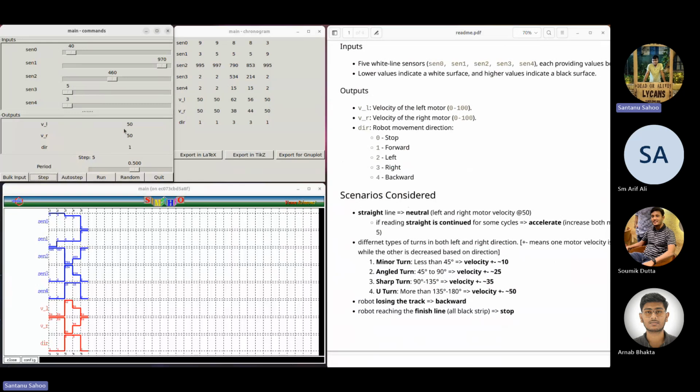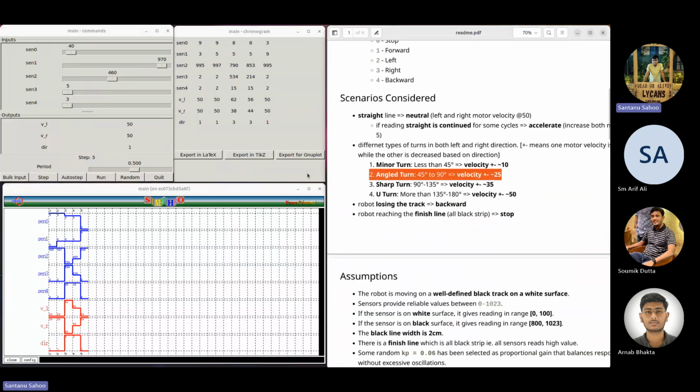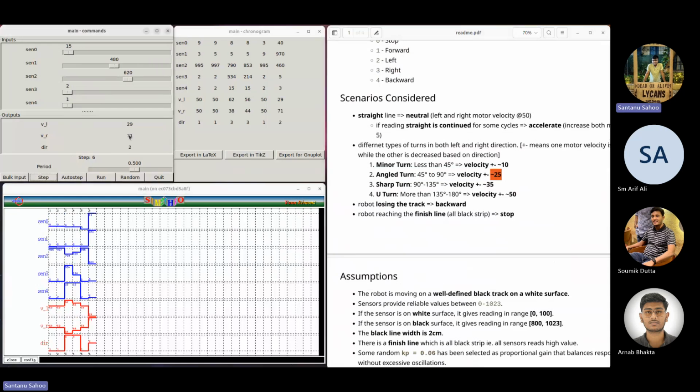And now 970 and 460. So sensor 1 is very high and sensor 2 is low. So it should go left, with slightly higher intensity. So it is like an angle turn, and the velocity difference should be 25. As you can see, we have increased from 50 to 70, that is around 20, and the other is decreased by 21.